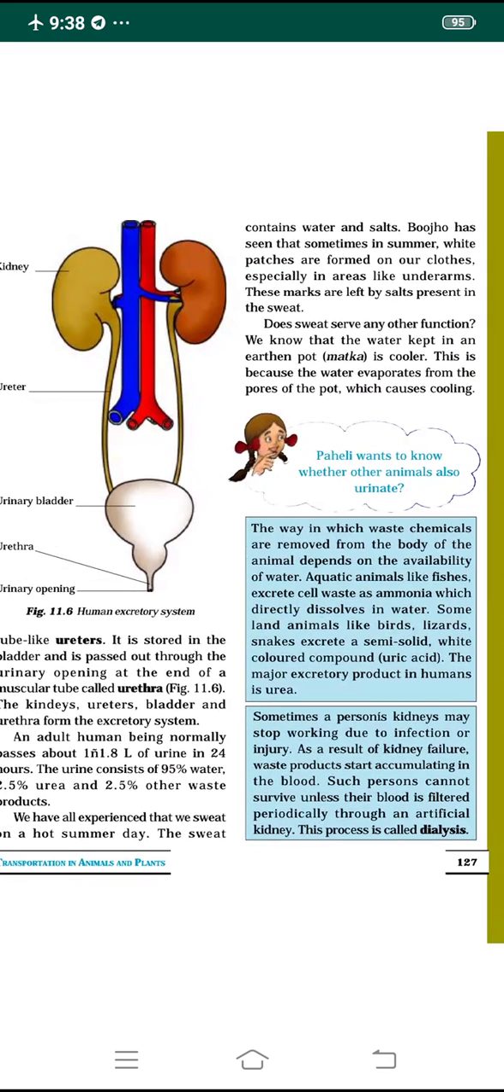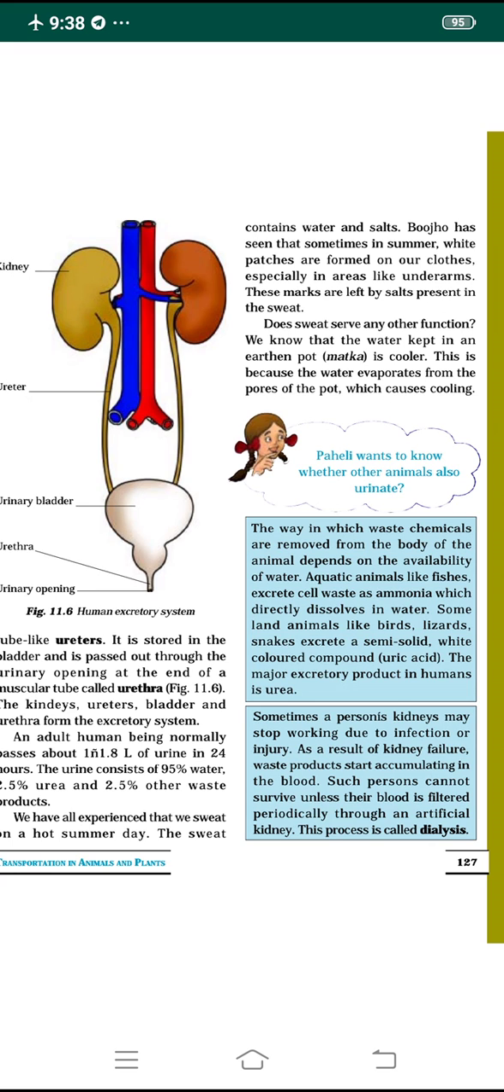But some of the land animals, such as birds, lizards, and snakes, usually live on land, on the trees and so on. They excrete a semi-solid, white colored compound. It is not solid and not liquid, so it is a semi-solid kind of waste, which contains uric acid. The major excretory product in humans is urea.